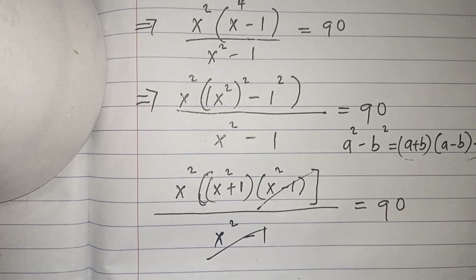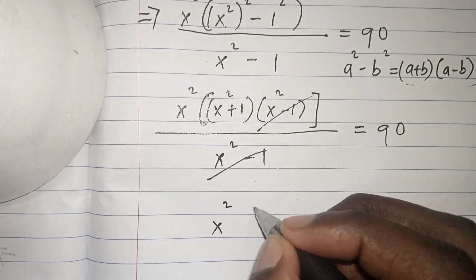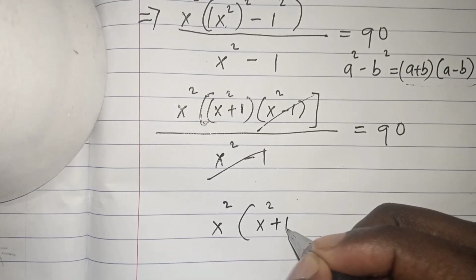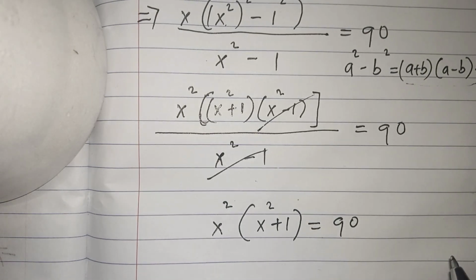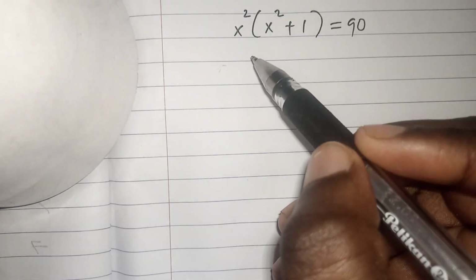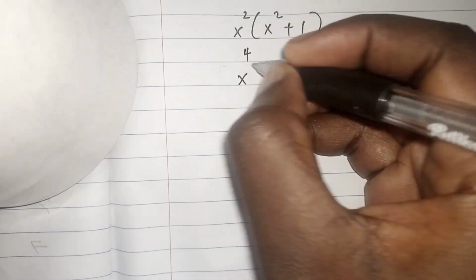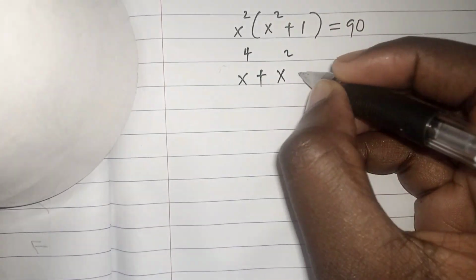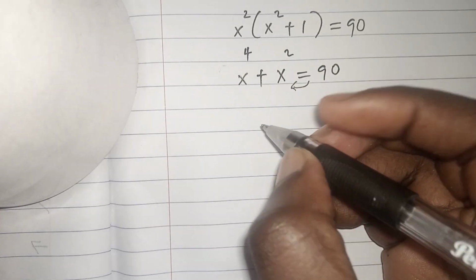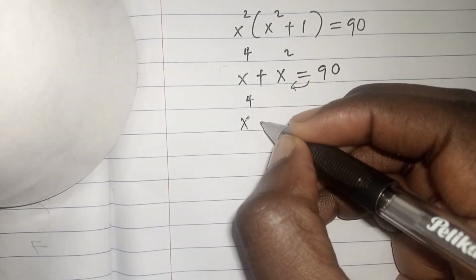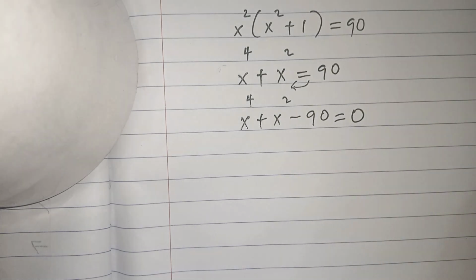So this and this will cancel out. So we are left with x squared into bracket x squared plus 1 bracket, is equal to 90. Nice. So we can solve this. Let us open the bracket. x squared times x squared, this is x to the power of 4, plus x squared, is equal to 90. So let us bring 90 to our left hand side. So x to the power of 4 plus x squared minus 90 is equal to 0.